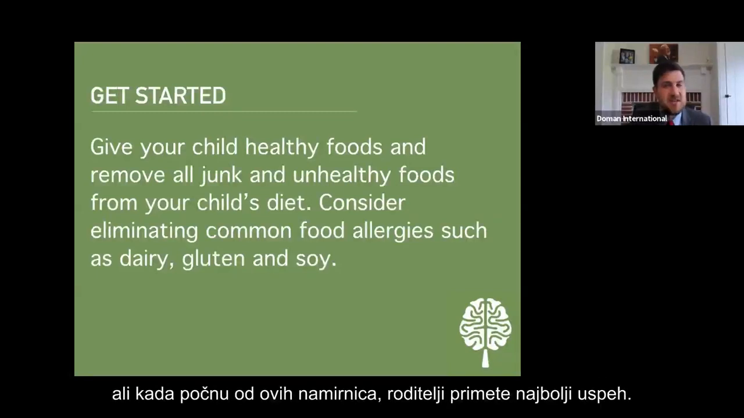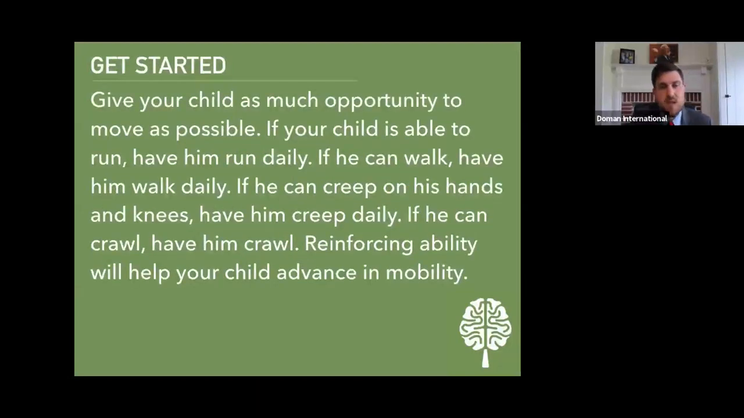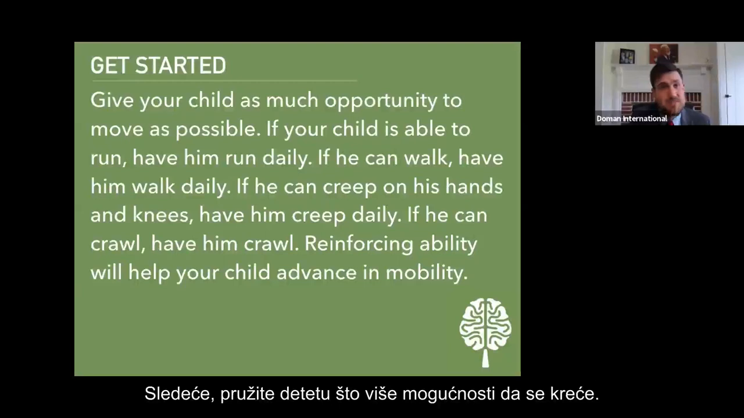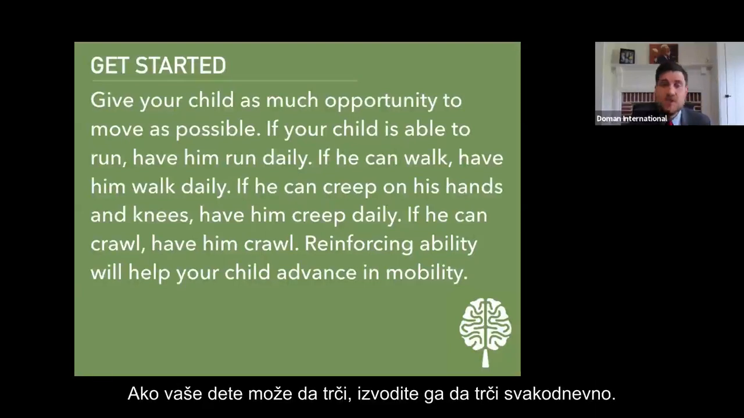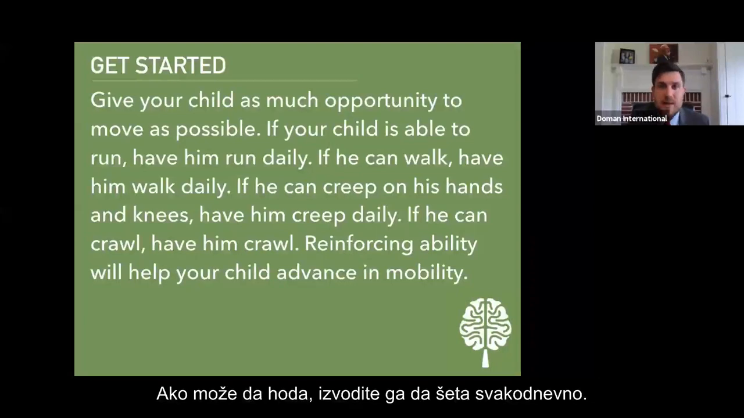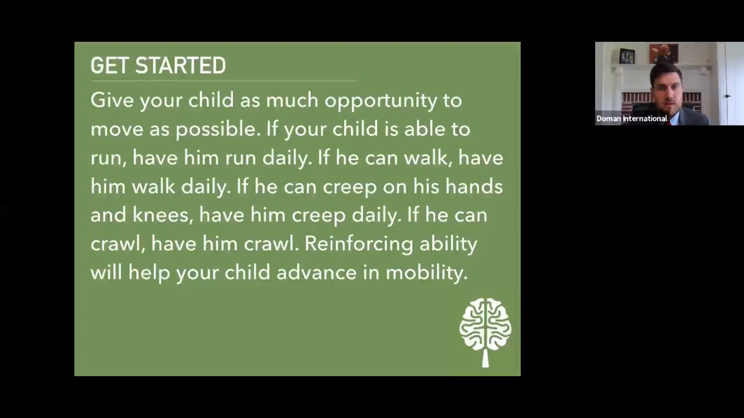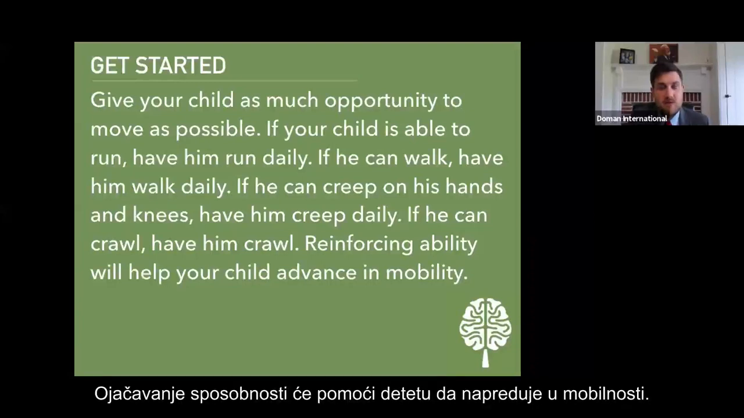But by looking at these foods first, often parents have the best success. The next thing that you should do is give your child as much opportunity to move as possible each and every day. So for example, if your child's able to run, bring him out every day to run. If your child's able to walk, bring him out for a walk every day. If he can creep, let him creep. If your child can crawl, have your child crawl. Reinforcing ability will help your child advance in mobility, right?